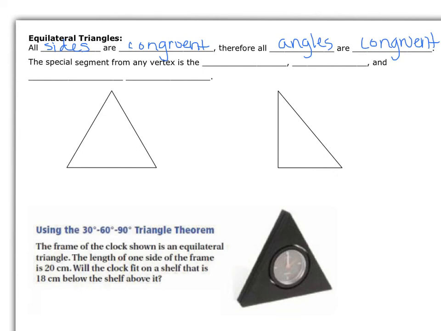Now, what else we have to remember is that the special segment, remember the median, altitude, all of those things you love, from any vertex in an equilateral triangle, so any of these that come down from any vertex, it can be from there, from that direction or that direction. Whatever vertex it extends from, that special segment is actually all of them, so it is the median. That segment is also the same exact segment as the altitude, and it's also the perpendicular bisector.